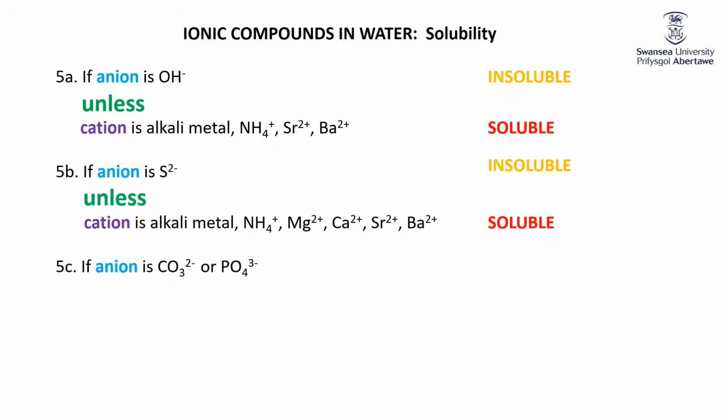Anion sulfide, insoluble unless the cation is an alkali metal or an alkaline earth metal, in which case it is soluble. And finally, if the anion is carbonate or phosphate, it's going to be insoluble unless the cation is an alkali metal or ammonium. So really I didn't need to put in that unless at all, because you already know if the cation is an alkali metal or ammonium, it is going to be soluble.